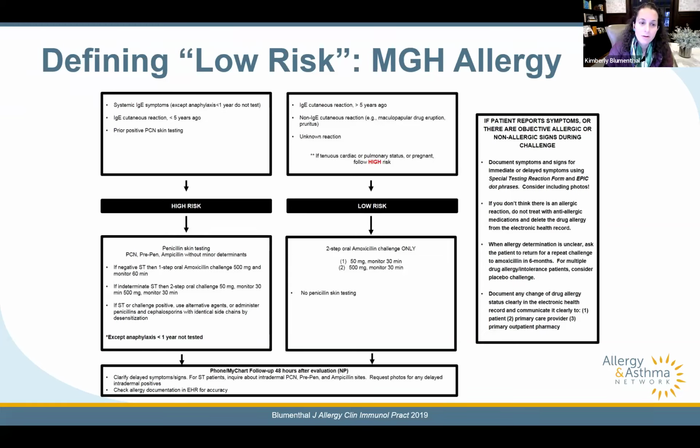Now, on the right, we have the lower risk category. These are cutaneous reactions, even if they're IgE more than 5 years ago, non-IgE cutaneous reactions, unknown reactions. And these patients, we do a 2-step 30-minute challenge. And we bill for just the challenge only.